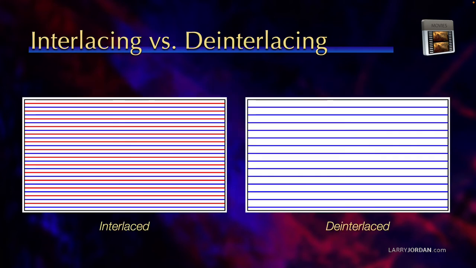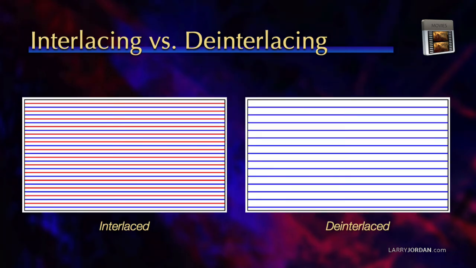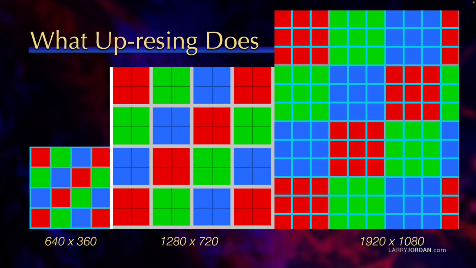Well, the first problem, which we've already seen, is that in the deinterlacing process, half the lines were removed, and it needed to invent new media. But there's a second and even bigger problem, and that's upresing. If you look at the blocks on the left, that represents the pixels in a 640 by 360 image. Whether you're in SD or HD or 4K, the size of the pixel does not change. It remains the same. So when you upres from 640 to 1280, you're doubling the size of the pixel.